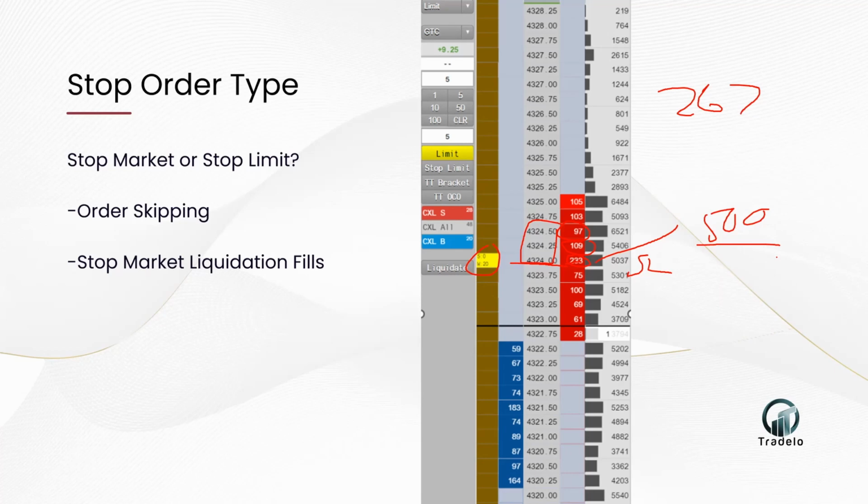Now, what that means is if I'm using a stop market order, I don't get the 24s. I get filled after this guy's been filled. Okay, so I'll get the next available price, which will be 43.2475. Call it slippage. Okay, I get 3 ticks of slippage.